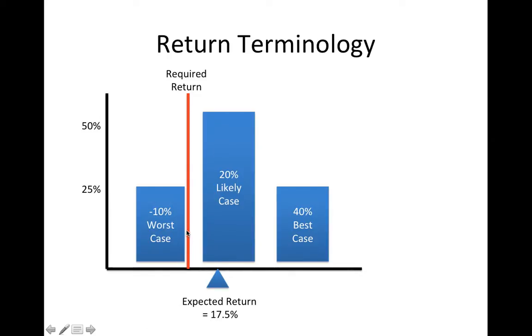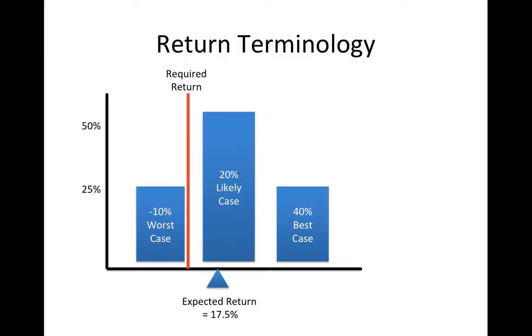Now, the investor then will say they have a required return, and it could be less than the 17.5%, in which case you would do the project. Could be more than the 17.5%, in which case the investor wouldn't want to invest in this project, and so you wouldn't get money from them. You might get it from a different investor, but you wouldn't get it from them.